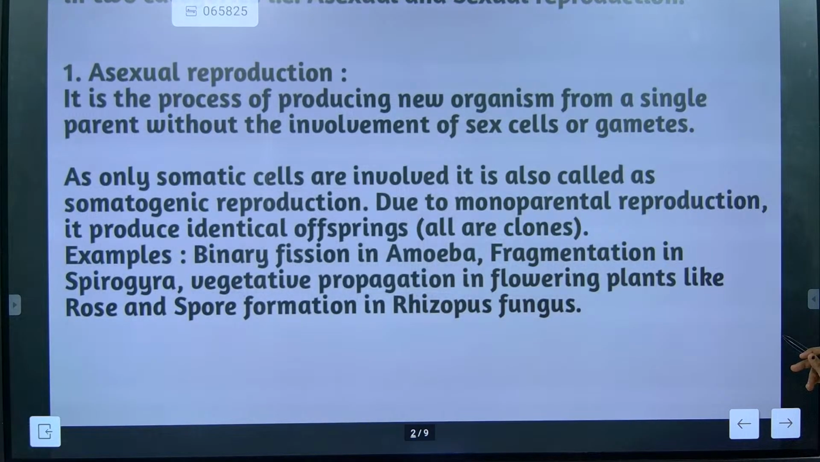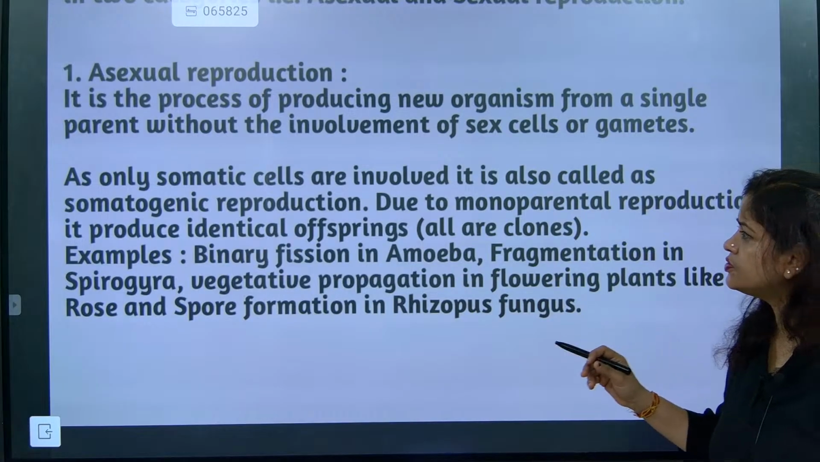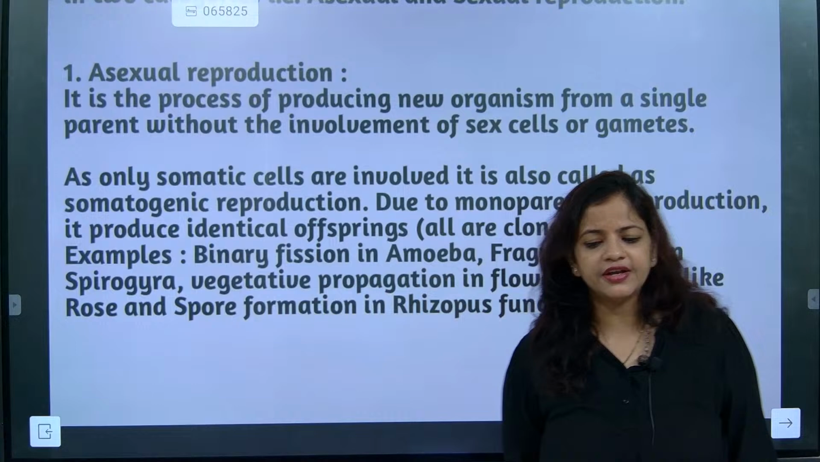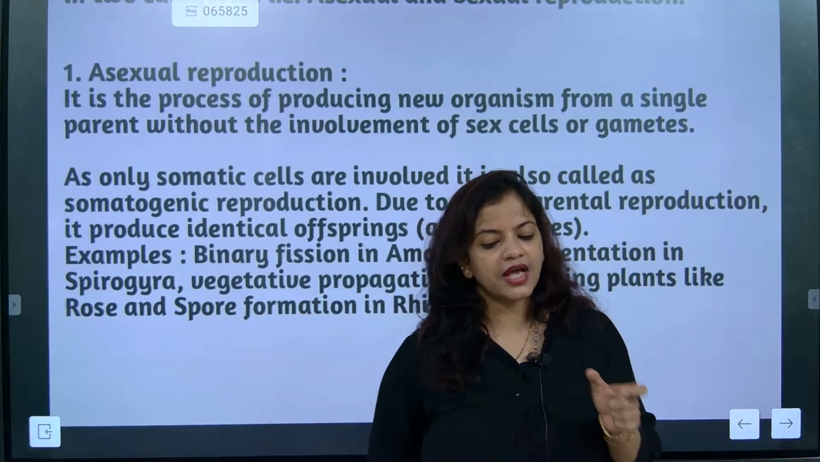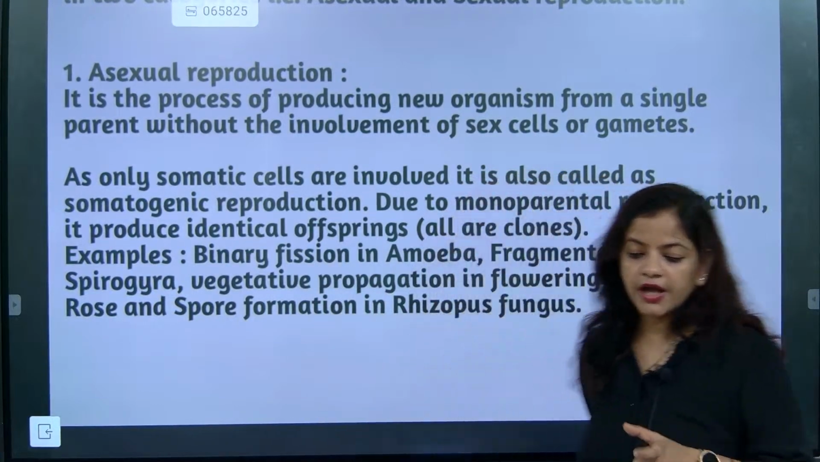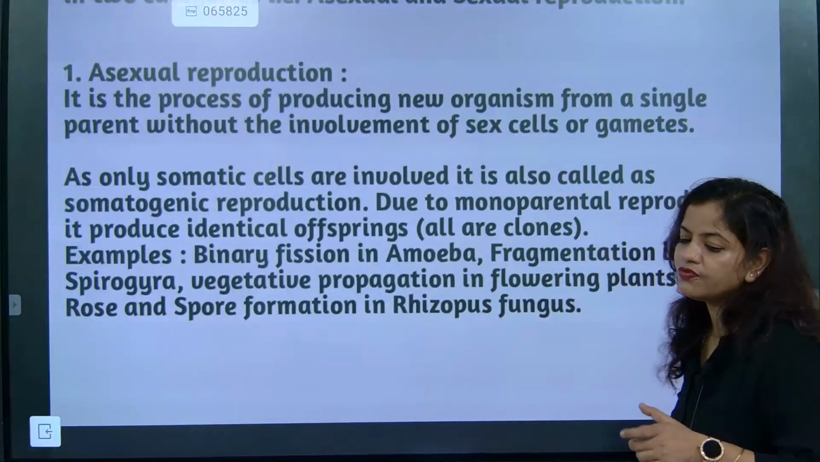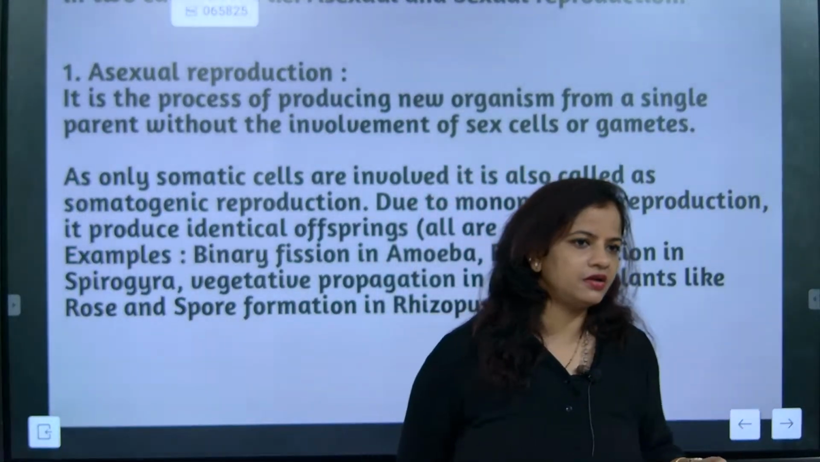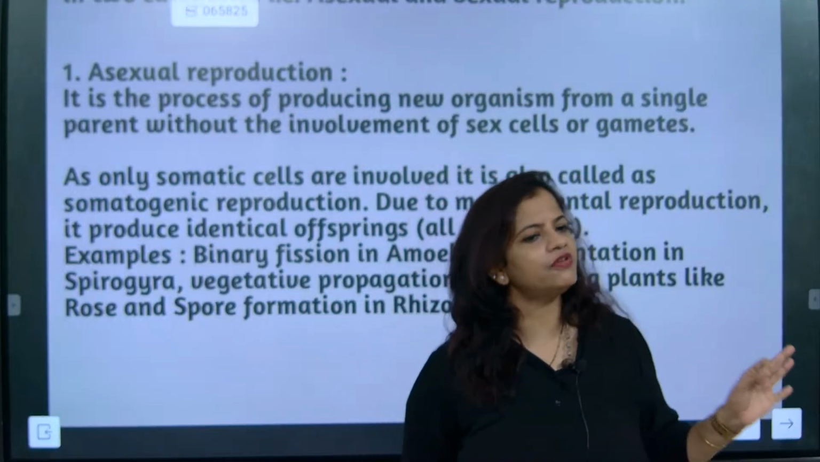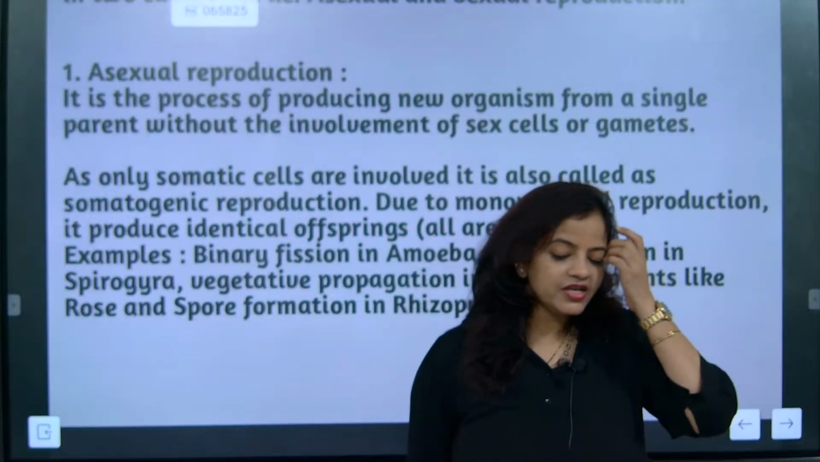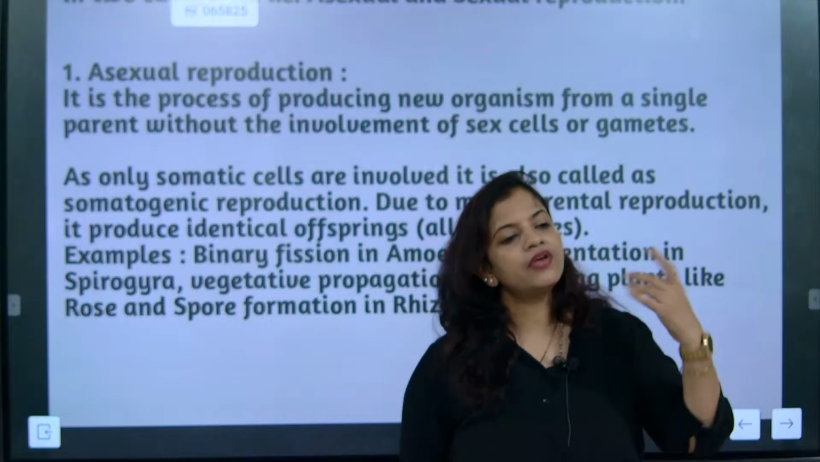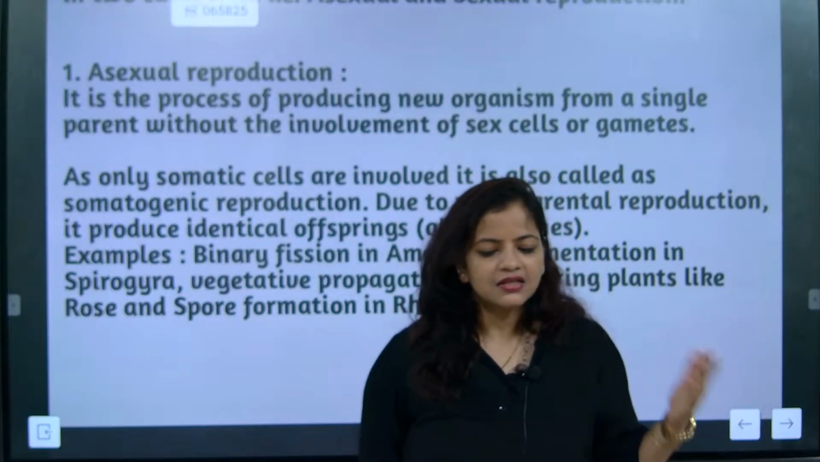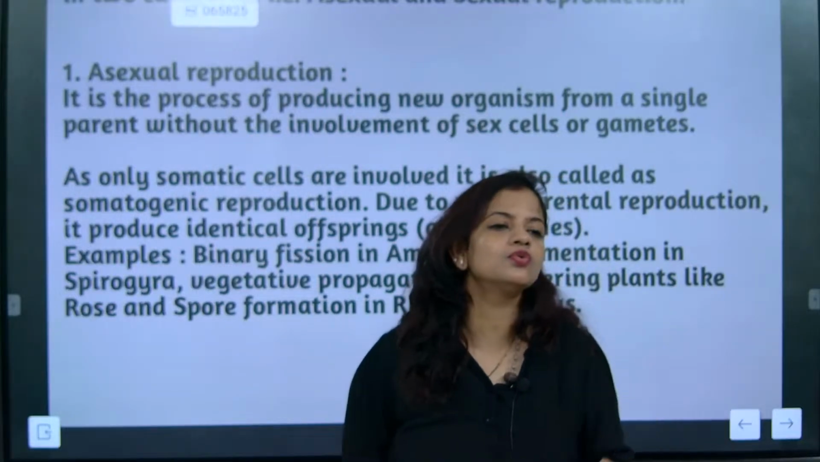Due to monoparental reproduction, what is produced? Identical offspring. Now this is exactly what is called clones, and all are clones. What is the meaning of clone? A clone is exactly the same as the parent. Variations are very, very minimal. When there is very little variation, the chances of variation are very less, that time we say that clones have been made.